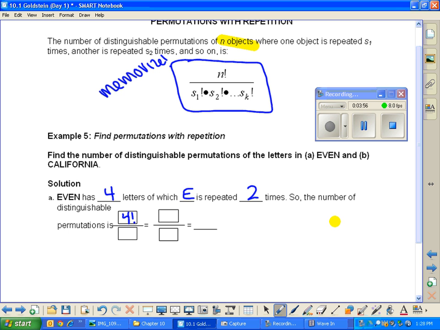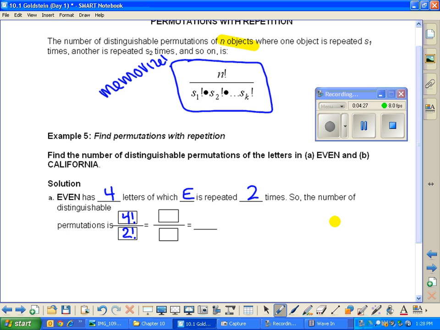over, what is it going to be over? Because we have to get rid of all of those arrangements that are going to be repeats. We're using this formula, remember? Anyone have any ideas? Yeah, 2 times it was repeated. Up here it's telling me the number of times an object was repeated. I have to divide out all of those arrangements. Very good, Alec. So we're dividing out all those arrangements that would be repeated.